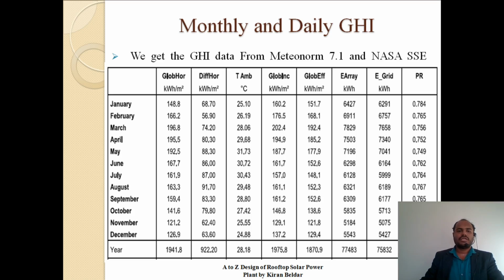Monthly and daily GHI value. We get the GHI data from the Meteonorm 7.1 or NASA SSE. We require the global horizontal irradiance in kilowatt hour per meter square over a month, for 12 months. We also require the diffuse horizontal irradiation. We can get this data of global and diffuse irradiation from the Meteonorm 7.1 software. While calculating the energy yield estimation, also the monthly energy yield estimation, we require these two data. We can directly get them from the website of Meteonorm or NASA SSE.